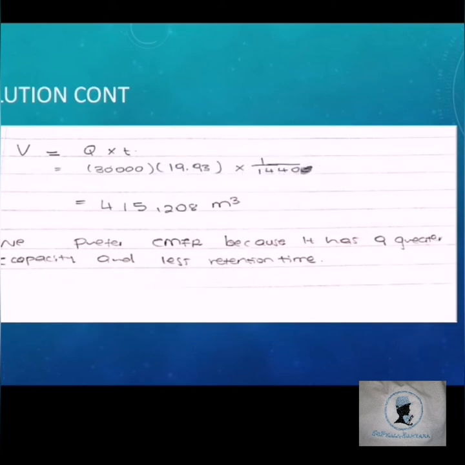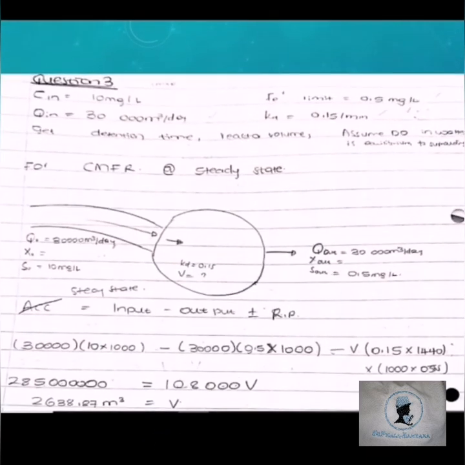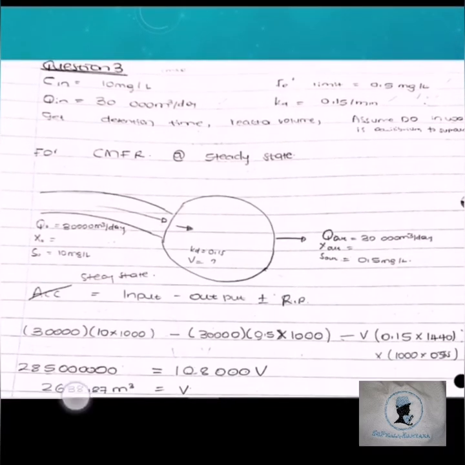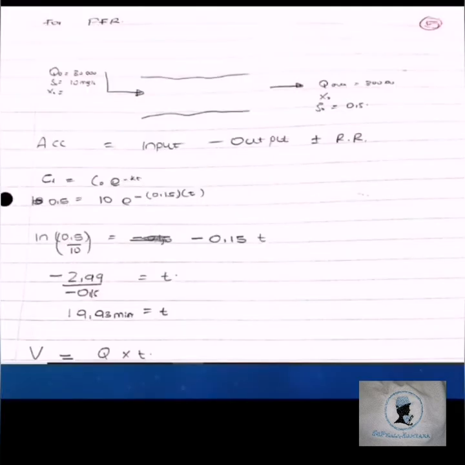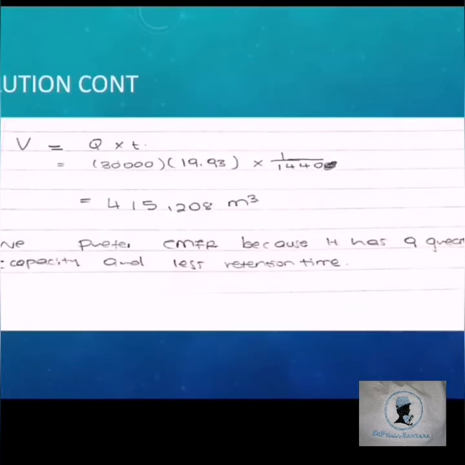Okay, so looking at this volume and looking at the other one, we prefer CMFR because its capacity is much bigger compared to this one. If you look at this, the capacity of this one is 2638.87. So guys, we always take the one with the bigger capacity. So that's how we compare different reactors. So please read about the reactors so that you get to understand.